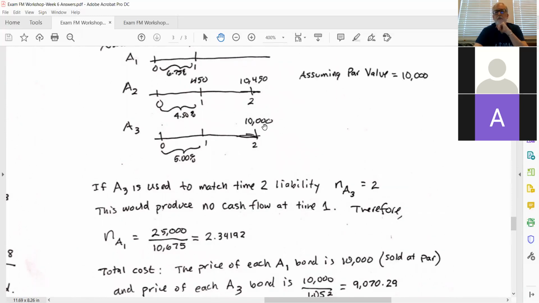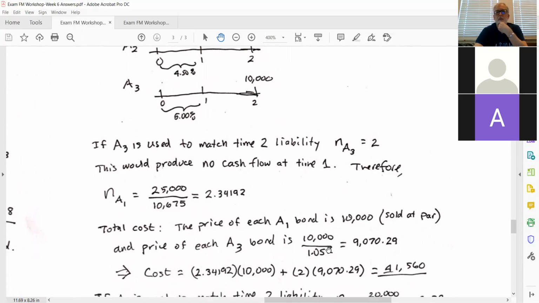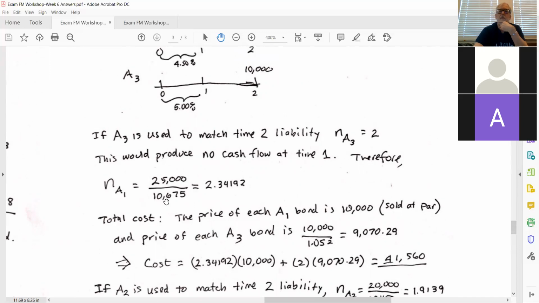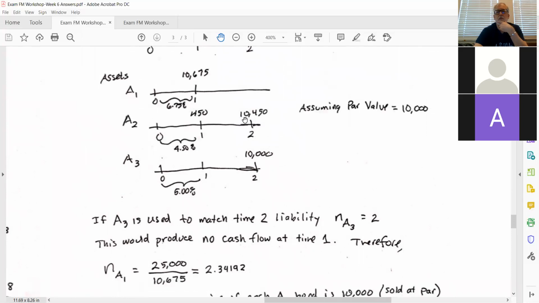And then the price of the 0 coupon bond is 10,000 divided by 1.05 squared, because that was the yield on that bond. So here's the total cost if we use A3. There's 2 of those bonds. Each one is 9,070. There's 2.34 bonds. Each one of these has a cost of 10,000. So the total cost would be 41,560. Now redo that, but instead of using A3 to match the time 2, we're going to use A2.